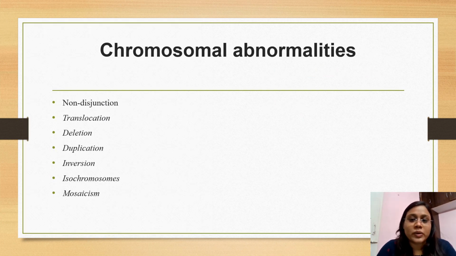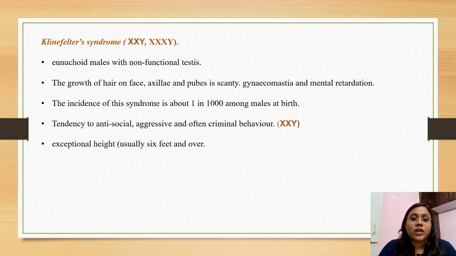Now chromosomal abnormality can occur during cell division, either due to non-disjunction of chromosomes, or due to translocation, or due to deletion of chromosome, or due to duplication or inversion, or due to formation of isochromosomes, or due to mosaicism. Now abnormalities of sex chromosomes.